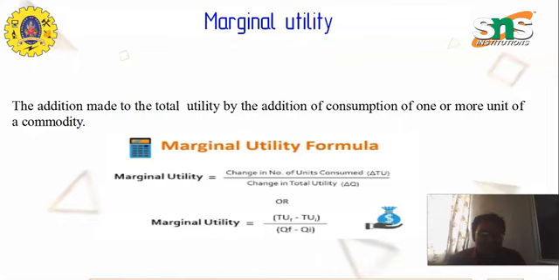Next, what is marginal utility? The addition made to the total utility by the addition of consumption of one or more units of the commodity. For example, marginal utility is equal to change in total utility divided by change in number of units consumed. That means it can also be described as marginal utility is equal to TU_n minus TU_(n-1) divided by Q_n minus Q_(n-1).